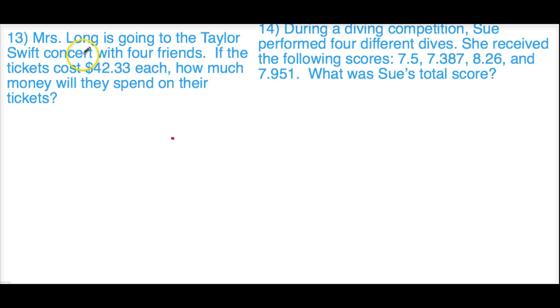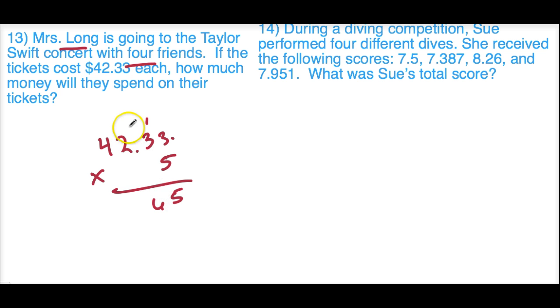So again, a lot of you forgot to count Miss Long when you were counting her friends. So it's Miss Long and her 4 friends. So it's $42.33 times 5 and not times 4. But again, I did accept partial credit if you got your multiplication right. But you need to get in the habit of reading the instructions better.